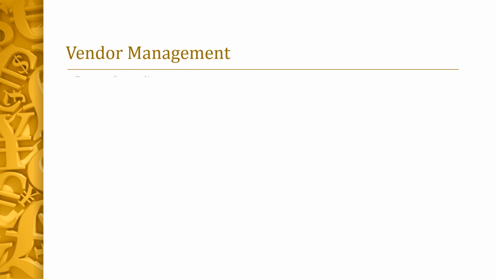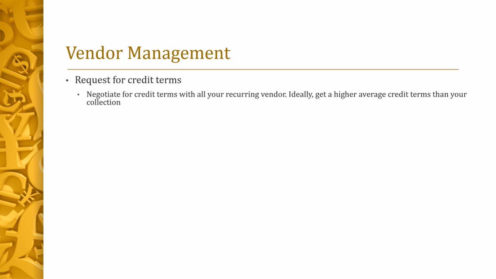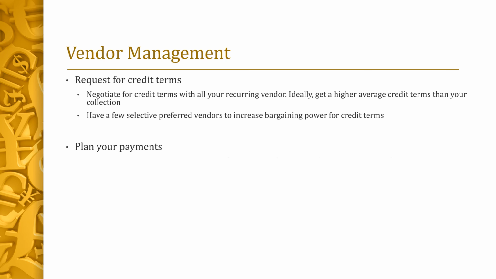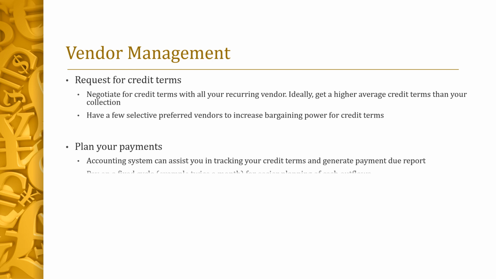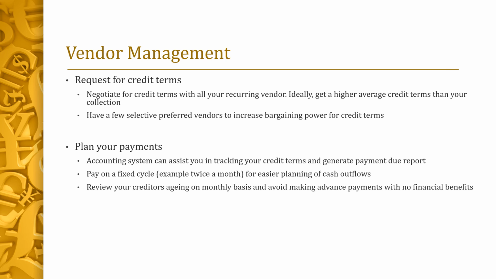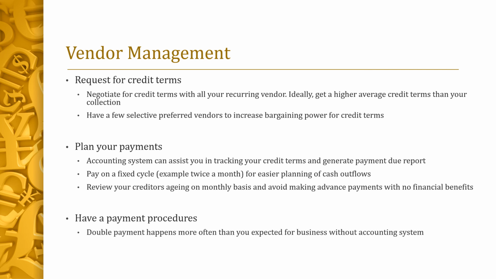Last but not least, vendor management. It is always worth the effort to negotiate for credit terms. Consider using less vendors by having a selection of preferred vendors to increase your bargaining power. Again, utilize the capability of your accounting software to create payment due reports to avoid paying too early without creating too much admin work. Pay on a fixed cycle after generating payment reports will help achieve this. Again, work with your accountants on the ideal payment procedures for your business. Many businesses lost cash from double payments and not even realizing it.